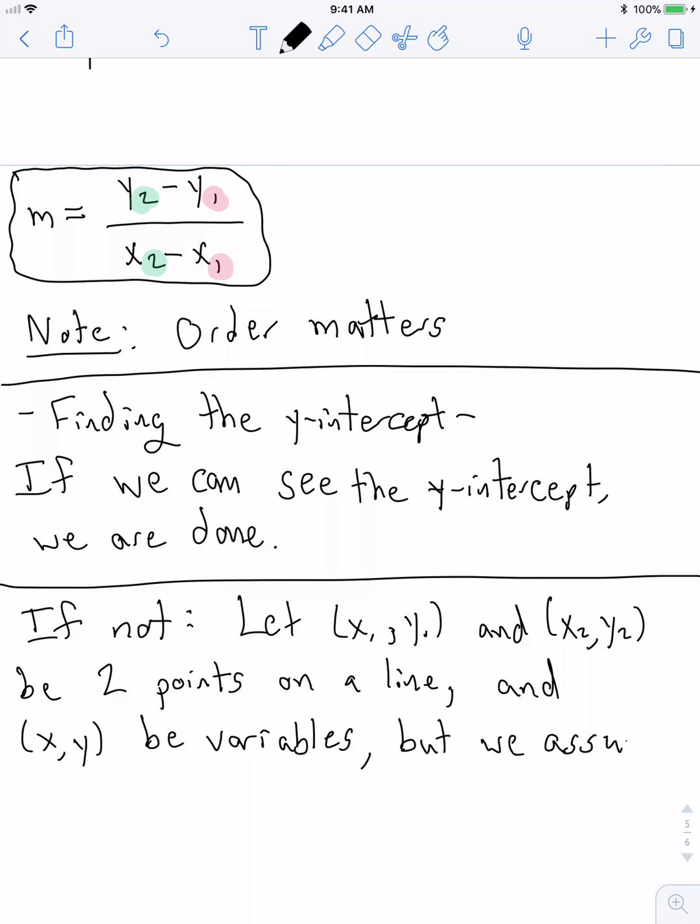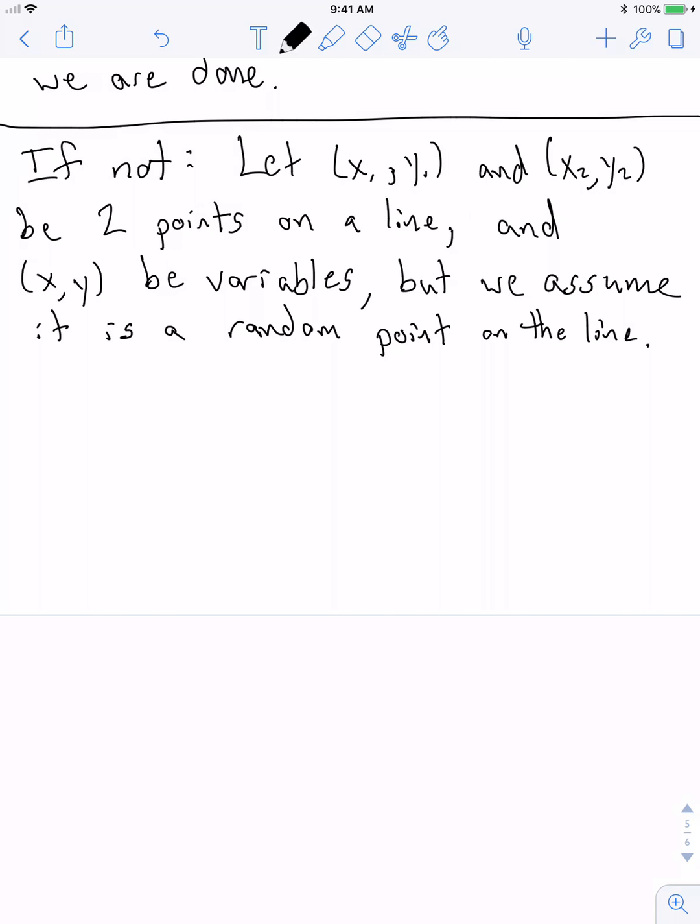But we assume it is a random point on the line. So this x and y are allowed to vary, but we do want to make sure that it's still on this line we're trying to find. So now if we have 2 points, we know how to find the slope.